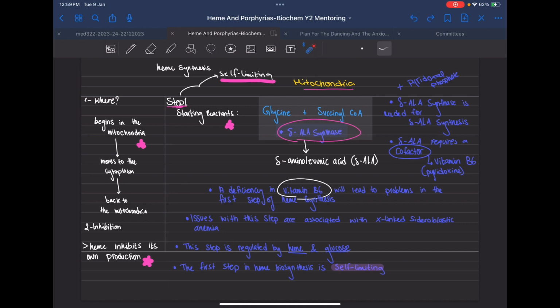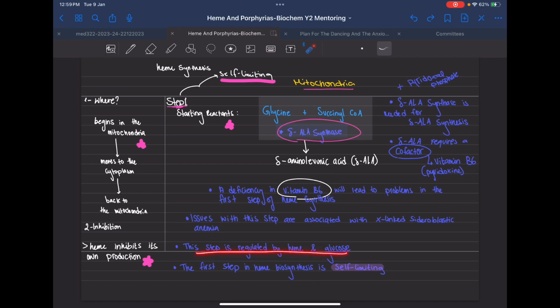A deficiency in vitamin B6 will lead to problems in the first step of heme synthesis. This is common sense. If we don't have one of the cofactors that are required for this step to take place, then it's not going to take place, and we're going to end up with a type of anemia called sideroblastic anemia, which is a hypochromic microcytic anemia. And I'm going to be explaining later on exactly why and how that happens.